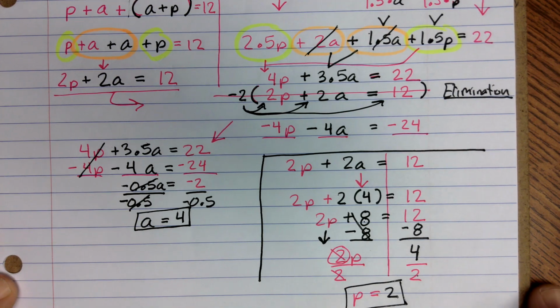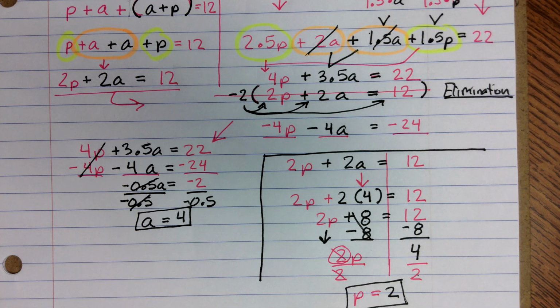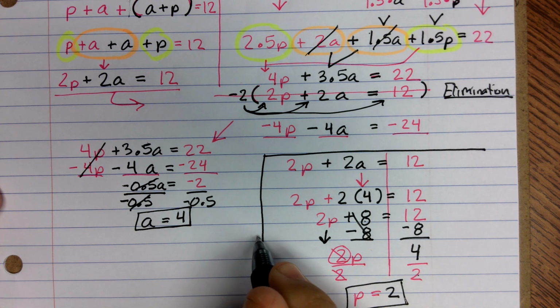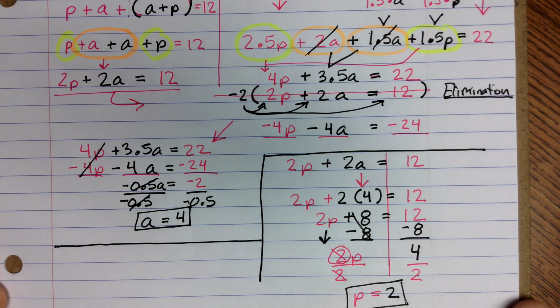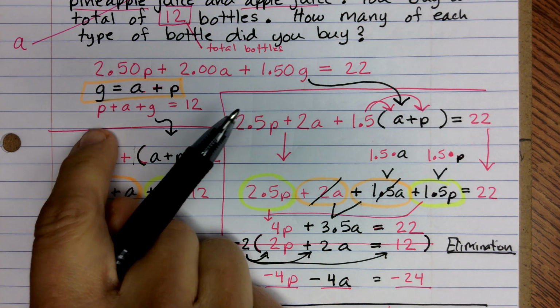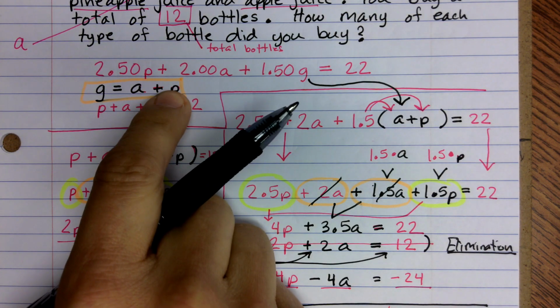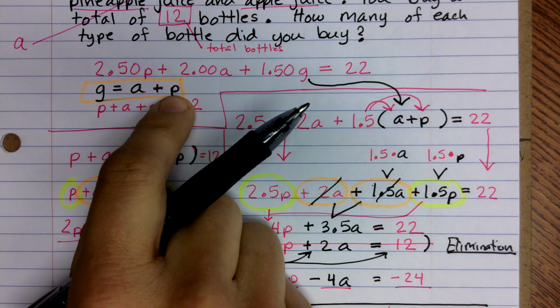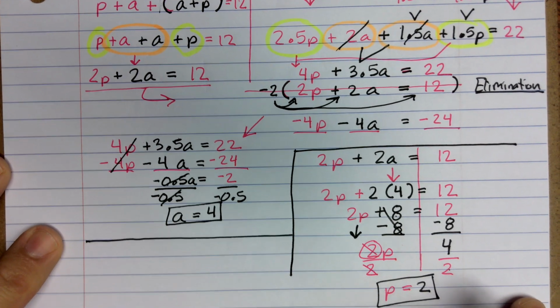So now we found 2 of them. We found A is 4, and we found P is 2. So we got 2 containers of pineapple juice, and we have 4 containers of apple juice. So to find the third one, to find how much ginger ale we had, we're going to use the most basic equation that we made in the very beginning when we wrote this problem. The equation's down in front of this word problem. I'm going to use this one right here, which is ginger ale is equal to A plus P. So I know what A is, and I know what P is. I just got to add those two values together. So let's go ahead and substitute those two values in real quick.